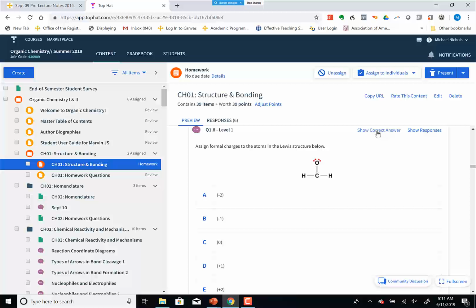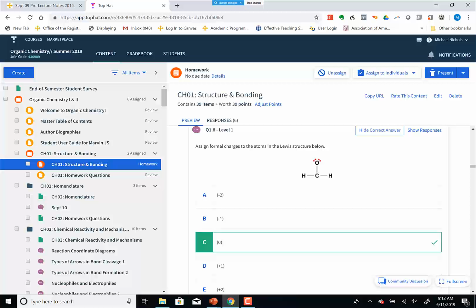Oxidation number wasn't in this chapter, was it? Well, if you did the oxidation number of organic molecules before, that's -2. Right, so it would be 0. So my guess is that since they're all 0, it would have to be 0. So let's just see if the correct answer is 0.